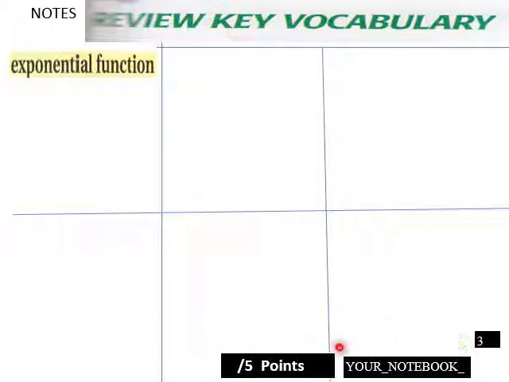Notebook, page 3. You've had 2 notebook entries so far. This is 5 points, students. And when this is in my classroom, I check this on Friday, so have it done by Friday.